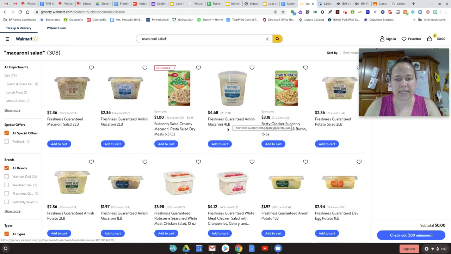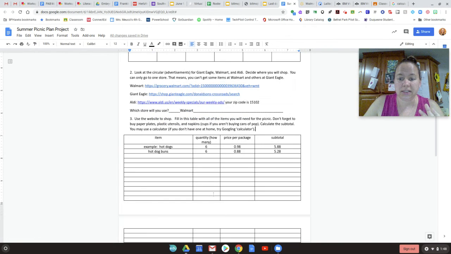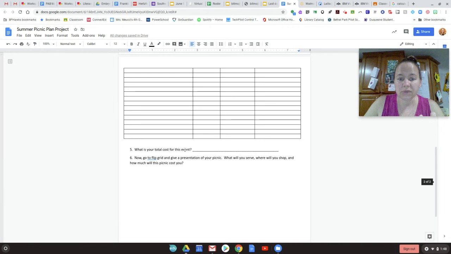Or here's $4.68 for a 4-pound tub. 4 pounds, each person is not going to eat a pound. Maybe each person would eat a quarter of a pound. So you have to do the math on that and how many tubs you're going to buy. I'm not just going to buy 1 tub. That will not feed 45 people. So you need to go in and do the math on this. Cool, there's that part.